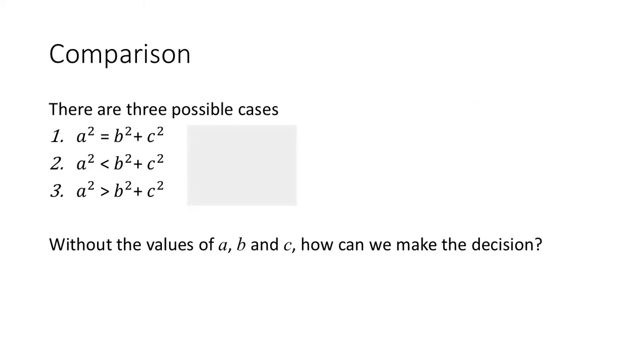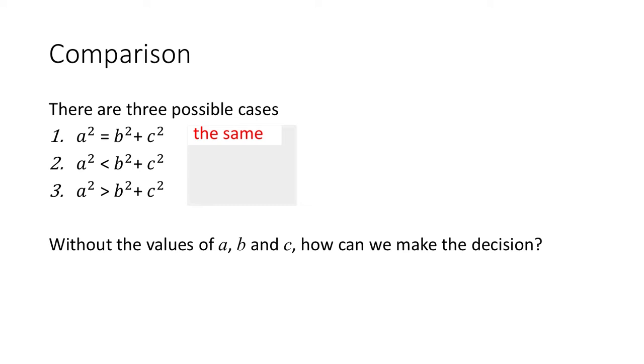There are 3 possible cases for the comparison. First, they are equal. That is, A squared equals B squared plus C squared. In this case, the area of the biggest one is equal to the sum of the areas of the smaller two. So, both choices give the same result.